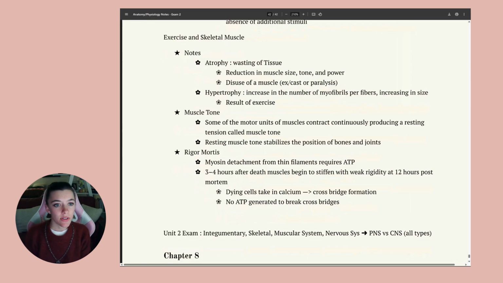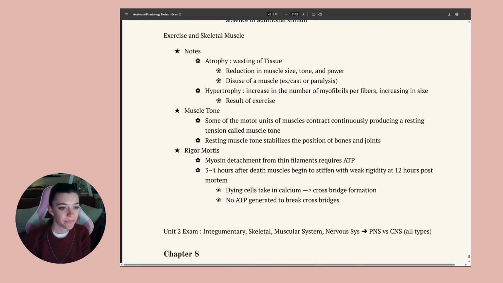Atrophy is the wasting of tissue, a reduction in muscle size, tone, and power, which happens with disuse of a muscle, such as from a cast or paralysis. Hypertrophy is the increased number of myofibrils per fiber, increasing in size, the result of exercise. Muscle tone: some of the motor units of muscles contract continuously, producing a resting tension called muscle tone. Resting muscle tone stabilizes the position of bones and joints.